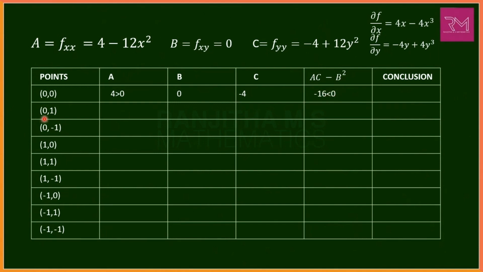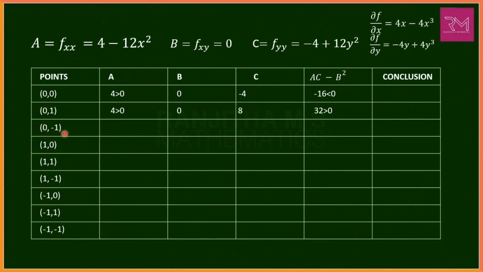In a similar way, we have to put x value as 0 and y value as 1. Here x is 0 itself, hence we get A value as 4, which is greater than 0. Here B is 0 itself. C is minus 4 plus 12 into y square, y is 1, hence we get minus 4 plus 12, that is plus 8. Here AC minus B square is 4 into 8, which is 32, greater than 0. Similarly, we have to find this for all the points of the function.